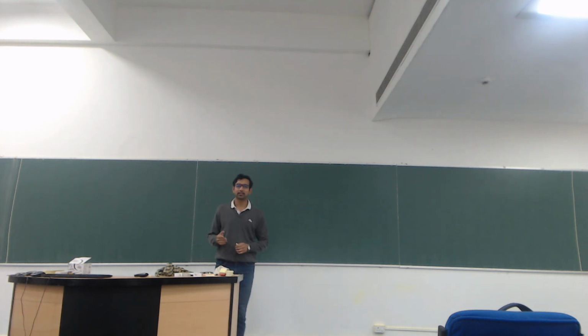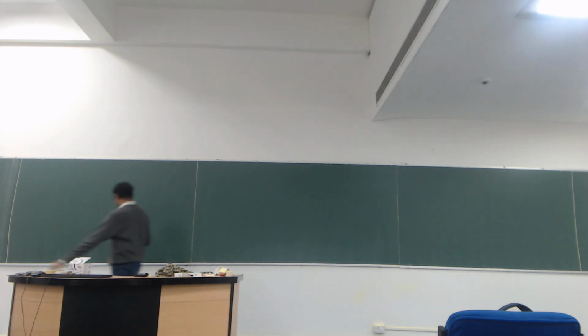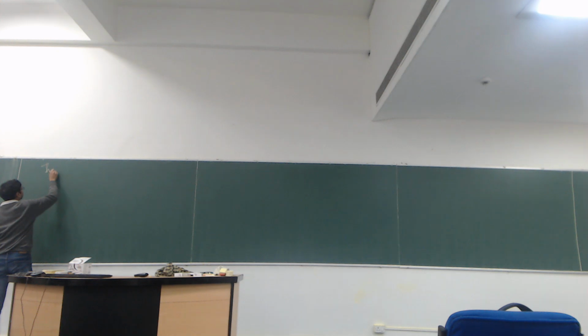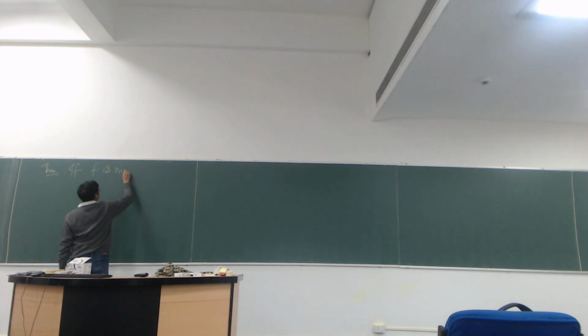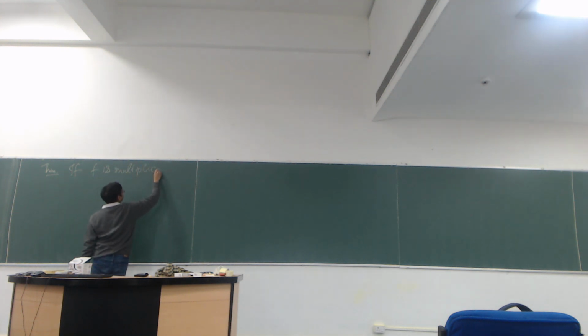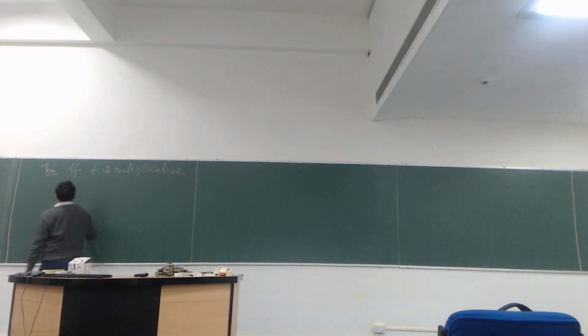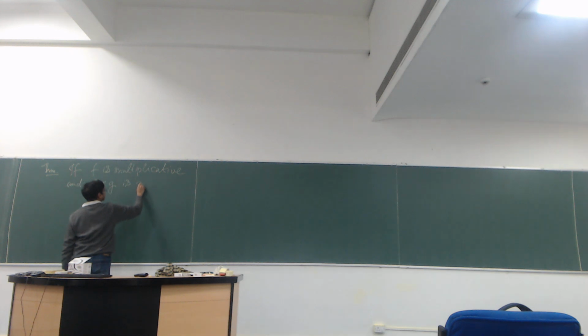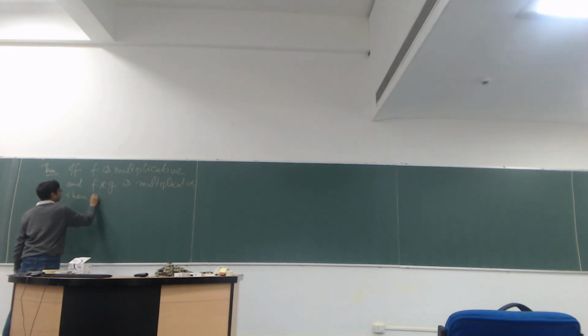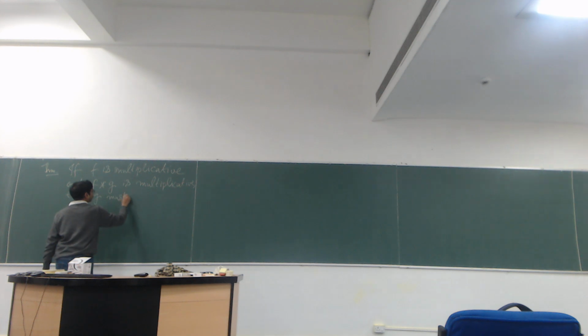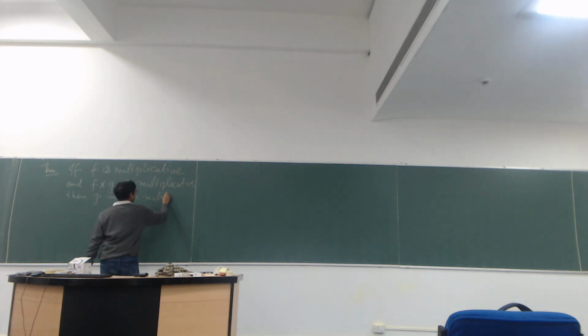Yesterday we saw that the multiplicative functions are closed under Dirichlet convolution, and today we are going to show that if F is multiplicative and if F star G is multiplicative, then G must be multiplicative.